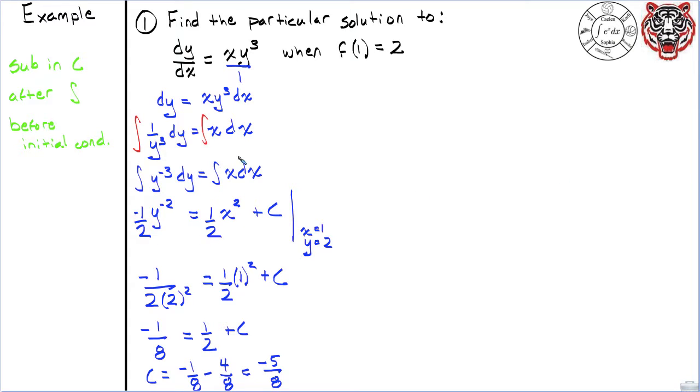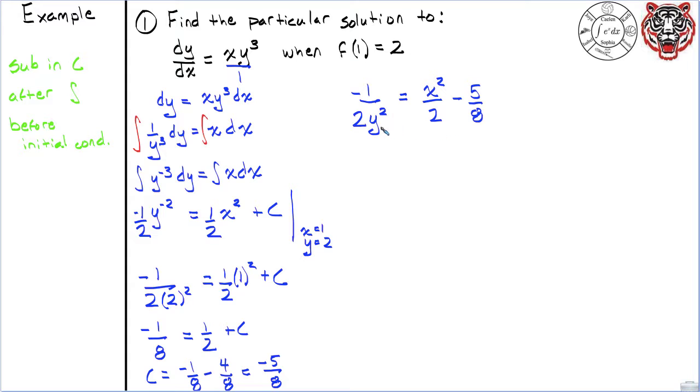Before I plug in, I have the equation negative 1 over 2y squared, I just changed this a little bit by bringing the y down, is equal to x squared over 2 plus, instead of c, I'm now plugging in negative, so it's not plus, it's going to be minus 5/8.